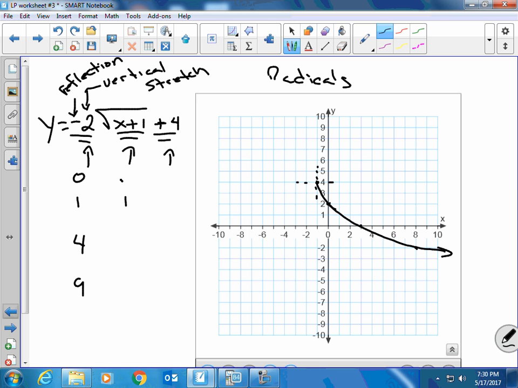And that's a shift right, or translation, left 1, and a translation up 4. All right. Terminology is not super critical, but it's important. It's nice to know. Be able to speak mathematical language.